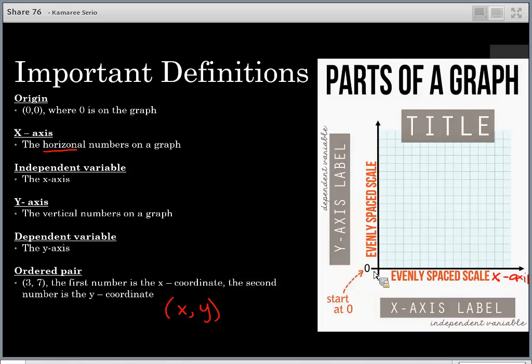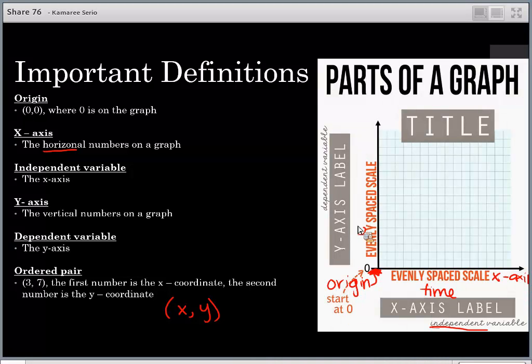Okay, this 0 over here, that's your origin, right here. Your independent variable again is on the bottom, so say this is time. This is your independent. Say your y-axis over here is money, then your dependent variable is money. We'll go over more of this and you'll see what I mean.